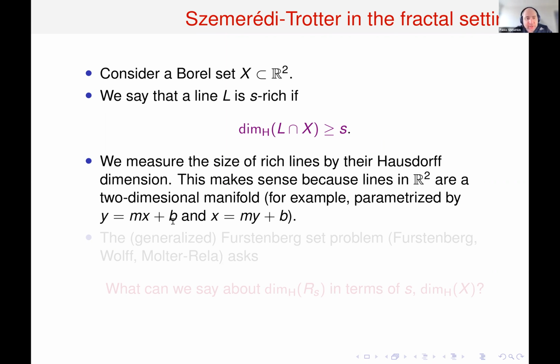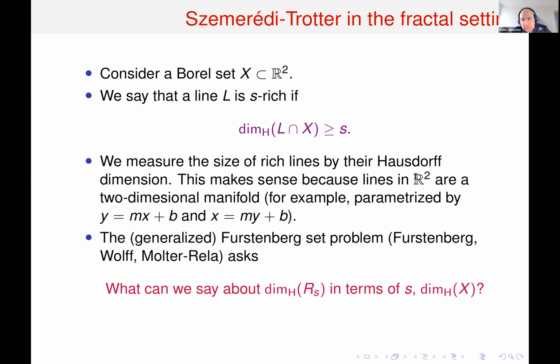That doesn't give you vertical lines, but either you ignore vertical lines, which is not crucial, or you use another chart that doesn't include horizontal lines. Or there are other ways of parameterizing lines in R2. But in any case, lines are a two-dimensional manifold. Locally they are, so the space of lines is R2. So we can certainly talk about the dimension of a family of lines, and it's going to be a number between 0 and 2. All the lines in R2 have dimension 2, but there could be, of course, sparse sets of lines.